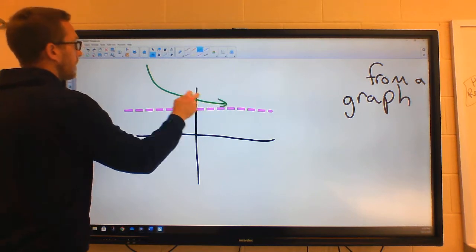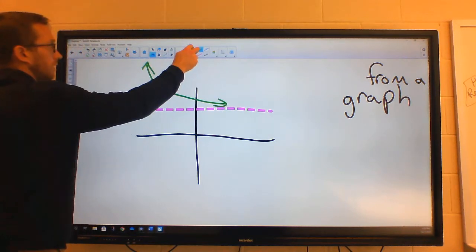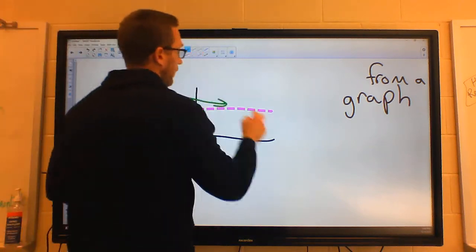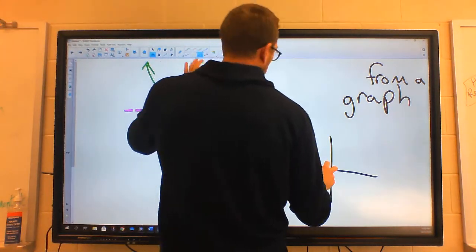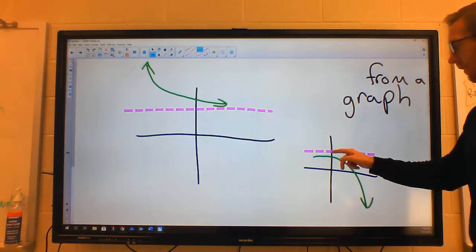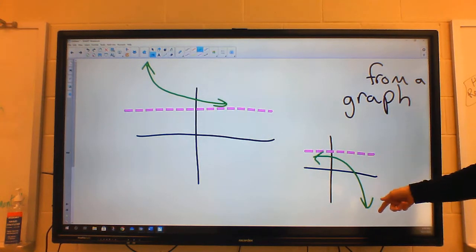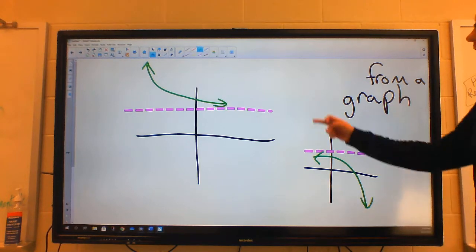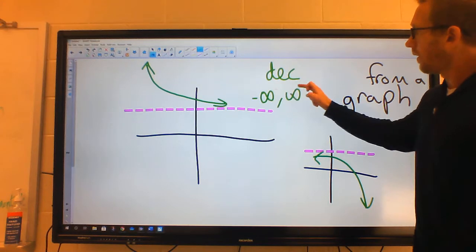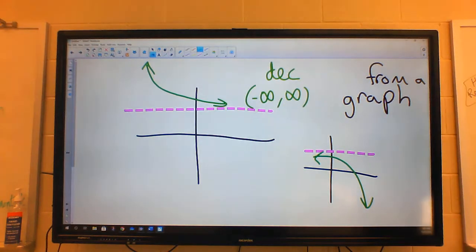Here's a picture of something that is decreasing always. I'll show you the bottom side also. Not the reflection of this, but a separate graph. Here's a separate graph. This is also something that is always decreasing. It's always going down to the right. Both of these are always decreasing. How would we write that? From negative infinity to infinity, meaning always decreasing. Okay?